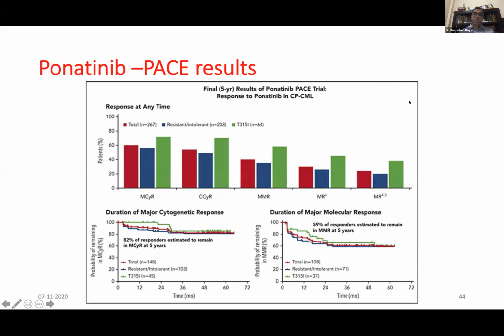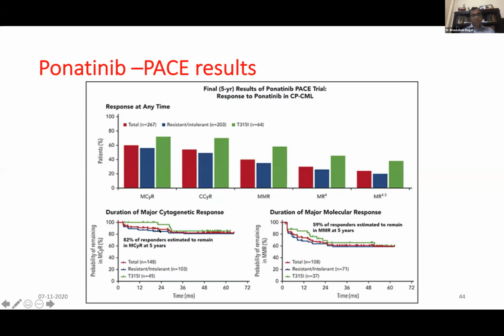We move on to the next drug, ponatinib, the third generation TKI, and this is from the PACE trial, the 5-year result. What you can see is that in these CML-CP patients who have failed a second generation TKI, the major cytogenetic response is roughly around 60%. The CCyR rate is slightly lower than that, and the MMR rate maybe 10% lower than that. So these people have responses.